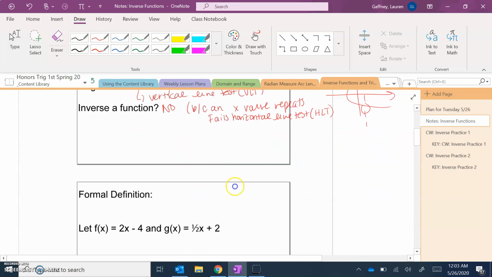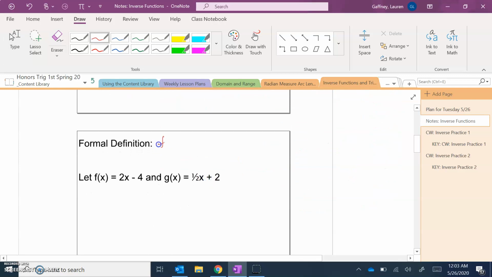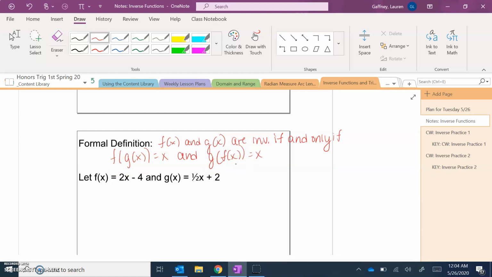All right, so the formal definition: you have a function f of x and g of x. They are inverses if and only if, when you compose them, f of g of x comes out to x, and g of f of x comes out to x. A lot of times kids say, well, if it works one way, won't it definitely work the other way? Most of the time, but there are some obscure random functions out there that work one way and not the other. So you should definitely check it both ways.